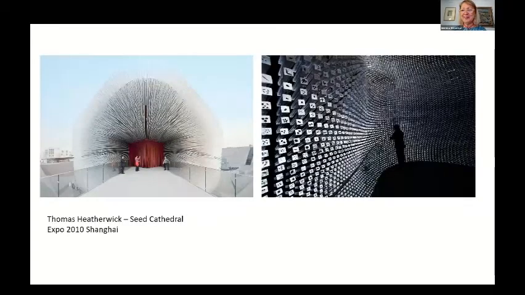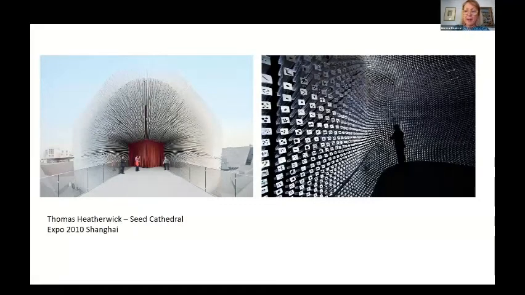Right, here we are. I asked you, didn't I, before, about the form and function of those buildings. What did you come up with? What did you think? Were you right? Did you know this picture? This is by an English designer and architect called Thomas Heatherwick. And I don't know about you, but I absolutely love it. It's just amazing. It's called the Seed Cathedral, and it was built for the Expo in Shanghai in 2010.